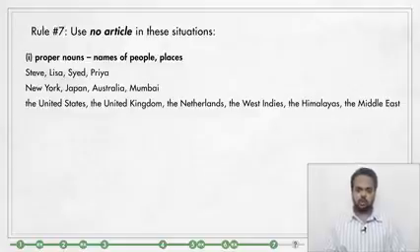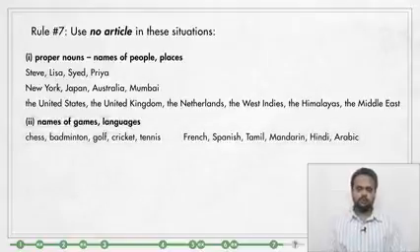We use no article in front of proper nouns, that is, names of people or places. We don't say a Steve, the Priya, etc. We just say their names without the. It's the same thing for places. However, some place names have the as part of the name, such as the United States, the United Kingdom, and so on. With these, of course, you must use the.